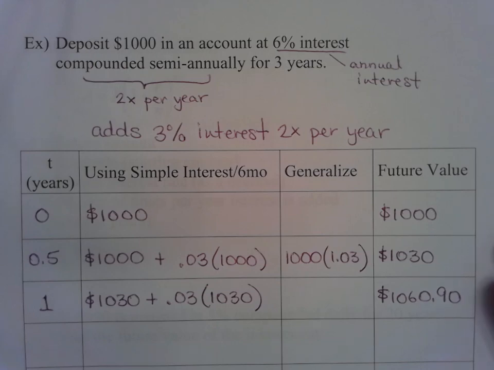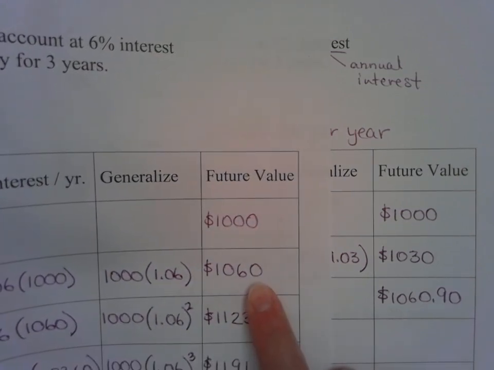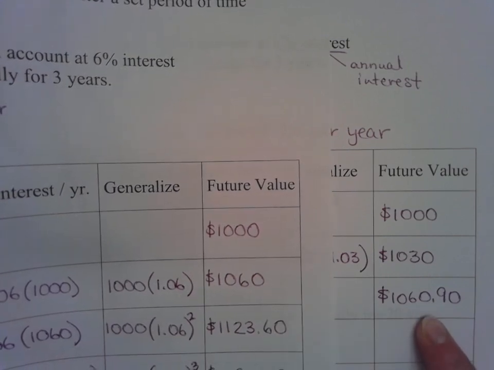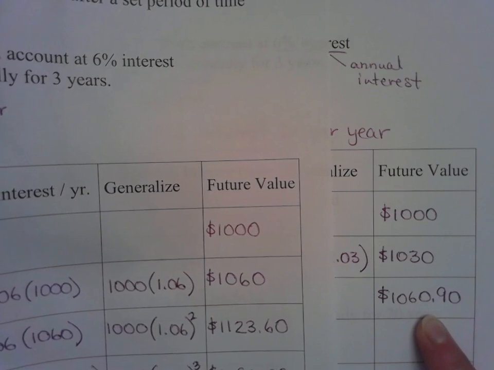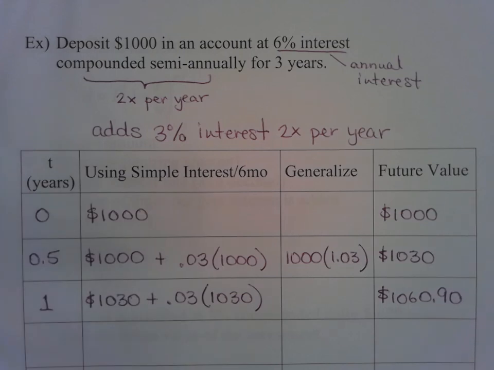If you compare that with what we had after 1 year doing the annual interest, we had $1,060 when I earned the interest 1 time a year. Now I have $1,060.90. Woohoo! So I did earn a tiny bit more. Now keep in mind, that's just over the course of 1 year. If I'm making a long-term investment for 30 years, that can be some pretty big growth, right? Pretty substantial interest that I'm earning there.